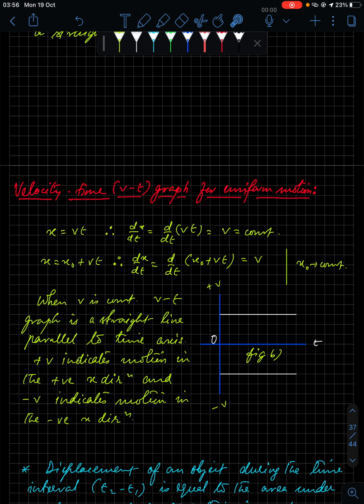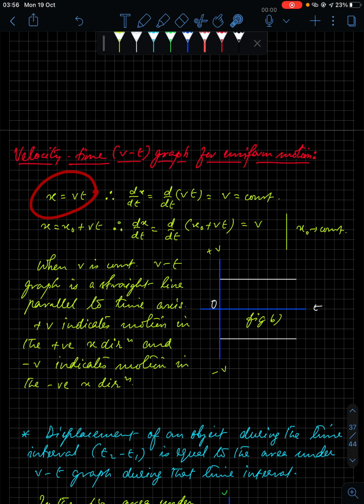Now we come to velocity time graph for uniform motion. So we have seen these two equations, x equal to vt when the journey started from the origin, and x equal to x naught plus vt when the journey started from a position x naught. Now if you differentiate x with respect to time, let's see what will happen.